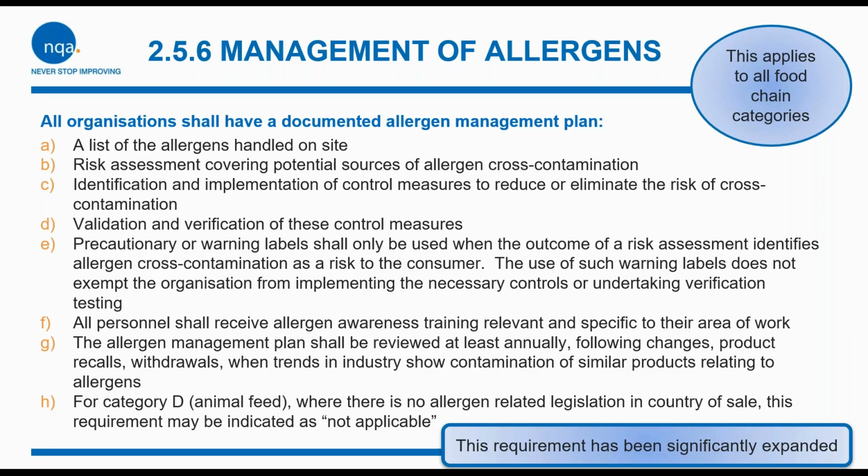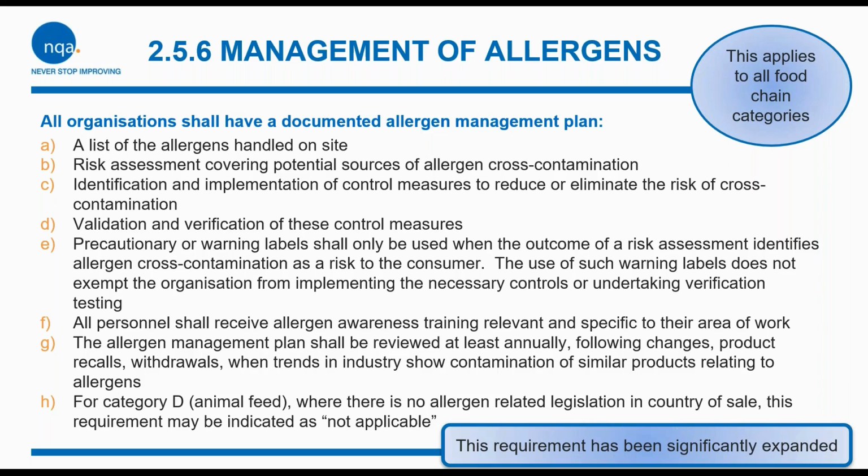Precautionary or warning labels shall only be used when the outcome of a risk assessment identifies allergen cross-contamination as a risk to the consumer. The use of such warning labels does not exempt the organisation from implementing the necessary controls or undertaking verification testing.